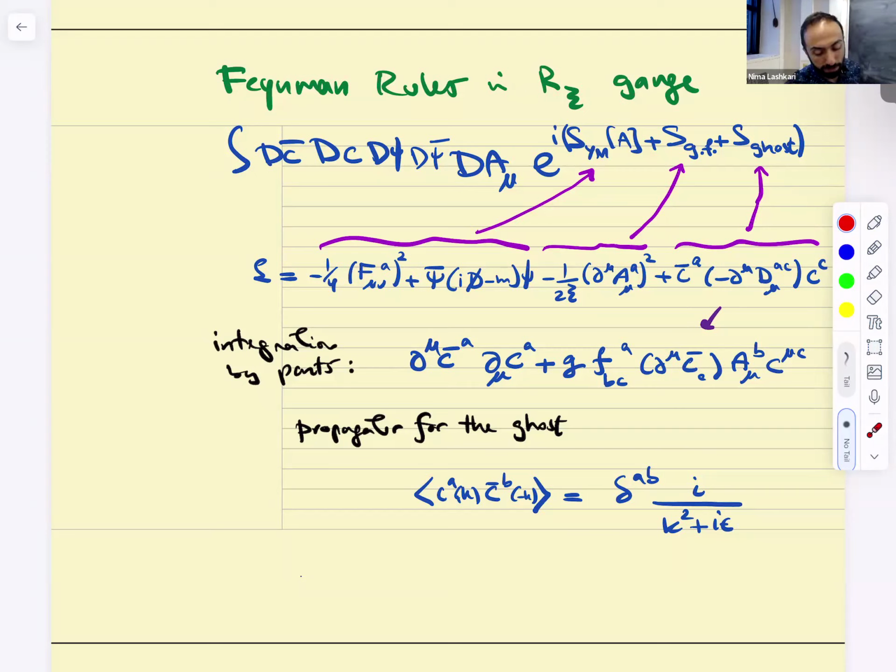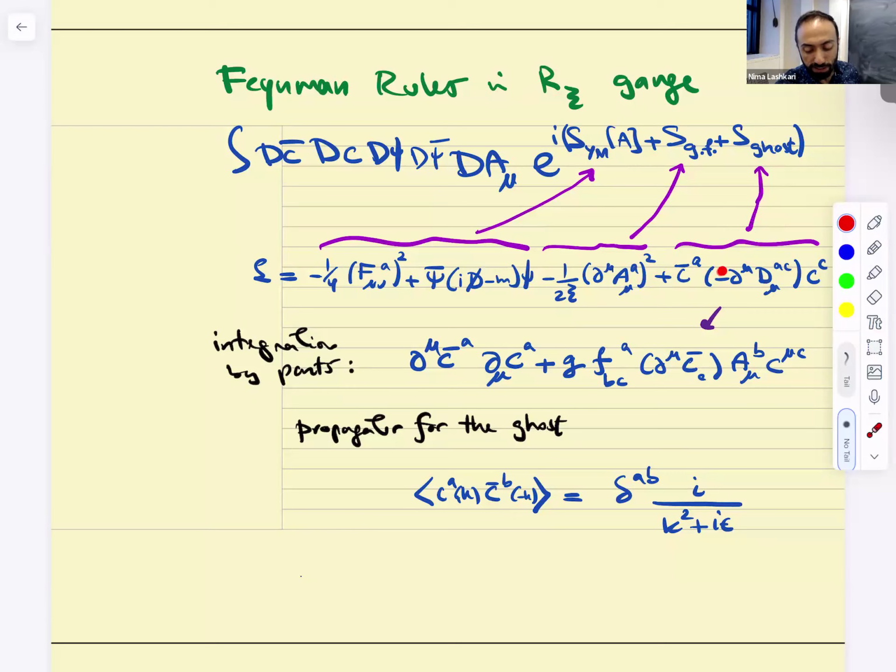All right, so here's the path integral. Here's the Lagrangian. There is the part that is just the Yang-Mills coupled to matter, right? There is the gauge fixing term, which is responsible for R_xi gauge. And then there is the ghost term.